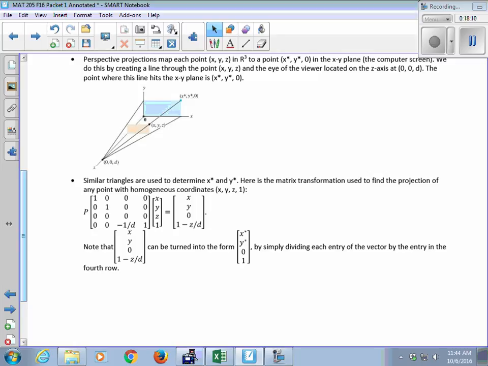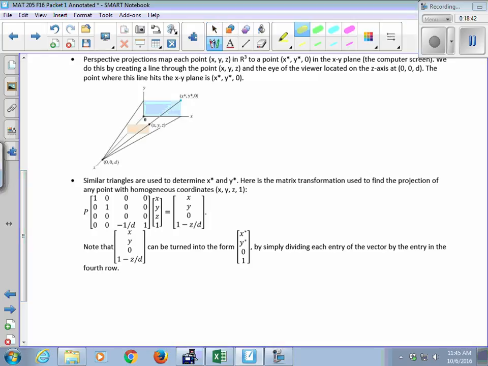So I'm looking at this thing and I draw a line from me right here through a point on my 3-dimensional object, and I write down where it hits the plane. And I can use similar triangles to determine where it's going to hit the plane. And we have a special matrix transformation for how to find the projection of any point with homogeneous coordinates x, y, z, 1.